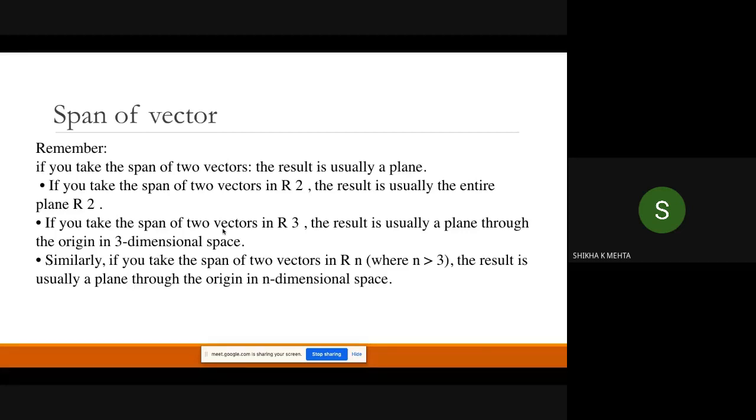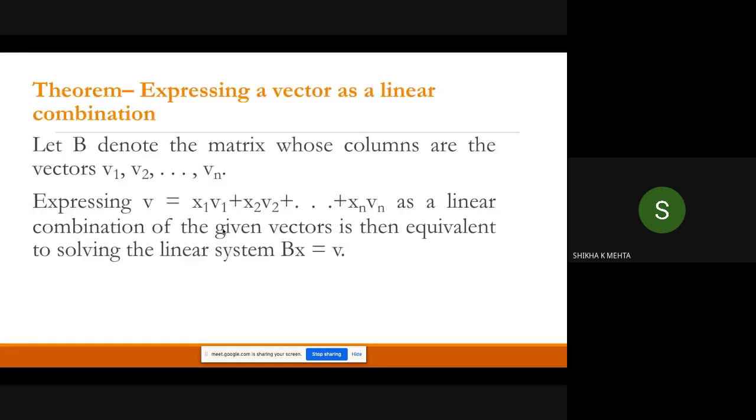And similarly, if we talk about any value greater than 3, the result is a plane through the origin in n-dimensional space. It is a bit difficult when we talk about n dimensions. Understanding 2D and 3D dimensions and plotting them is quite easy, and we can visualize them, but more than that, dimensions are a bit difficult to visualize. But we have to understand that they are in the plane through the n-dimensional space.